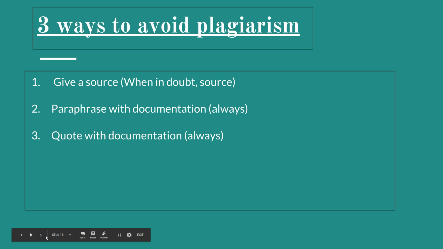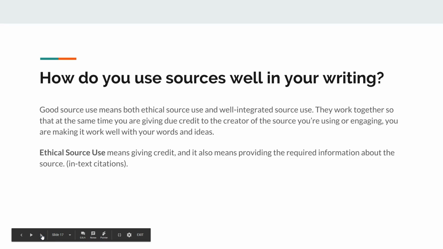So, three ways to avoid plagiarism. Plagiarism is bad. It's so bad. It can make you fail a class, and that is no good. So, always give a source. When in doubt, source. If you paraphrase within an essay, even though a paraphrase is your own words, you're taking something and changing it into your own words, but still, the idea is not originally yours, so you must document. You must have an in-text citation. And with a quote, you will also always have an in-text citation, so make sure you give the source.